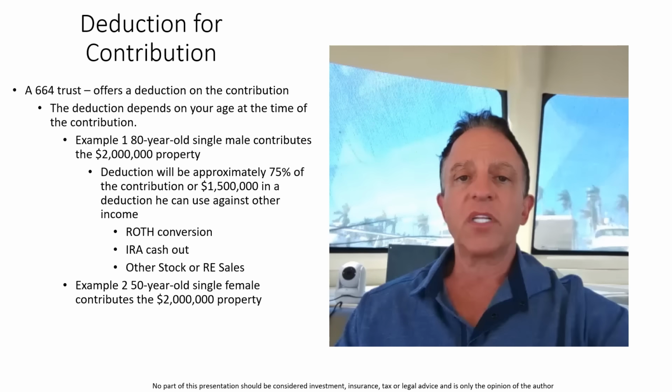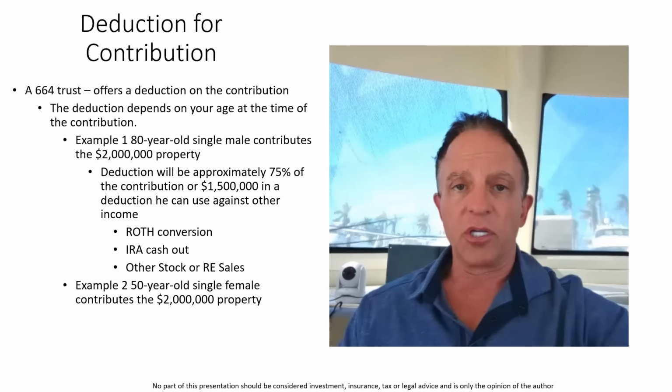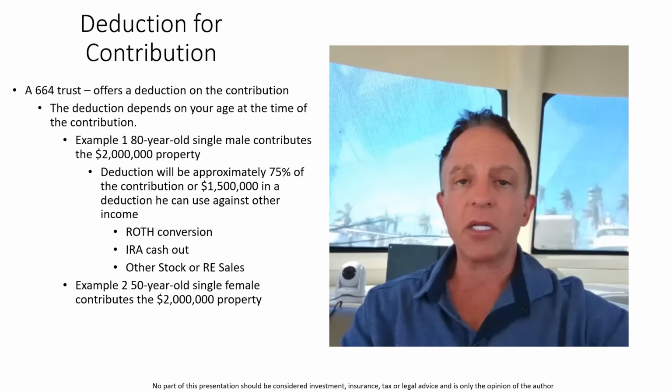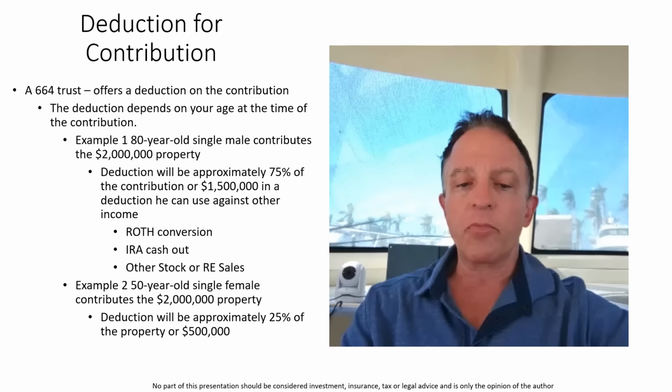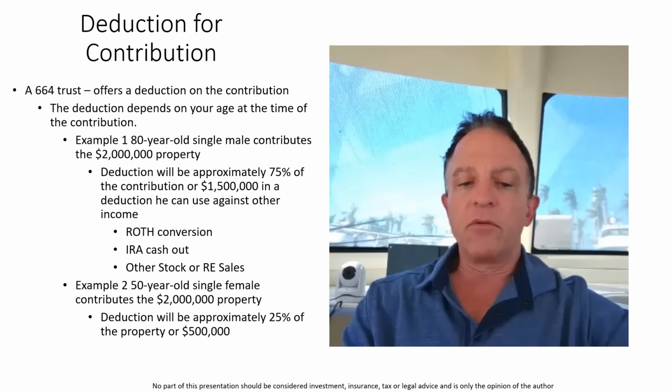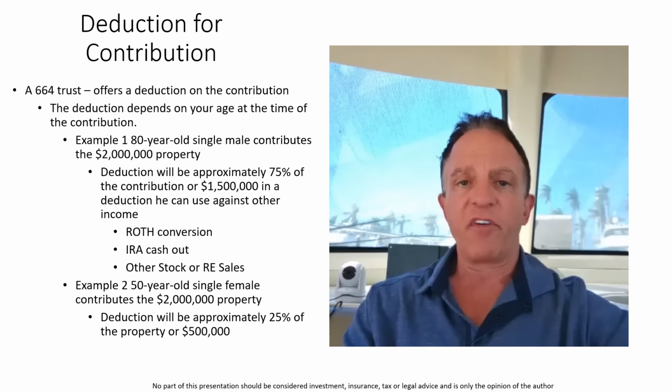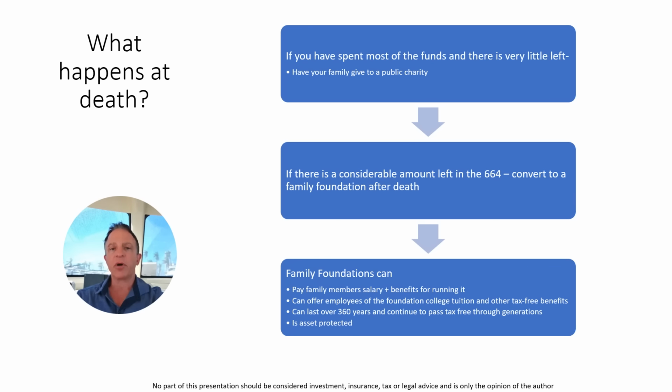But as long as you understand, you get a deduction on the fair market value of what you put into the 664. So if I take a 50-year-old female, then the deduction drops from, say, 75% for an 80-year-old to 25%. So again, it really depends upon your age and the current interest rates.